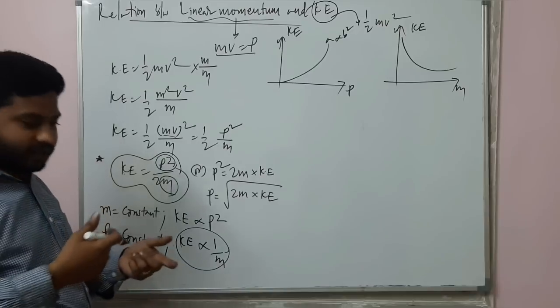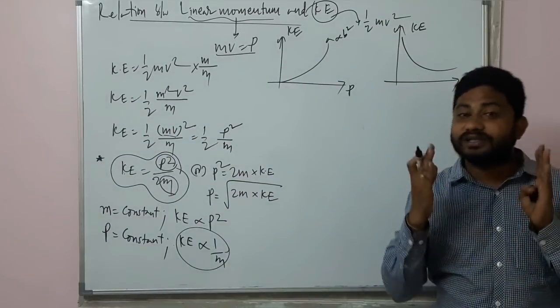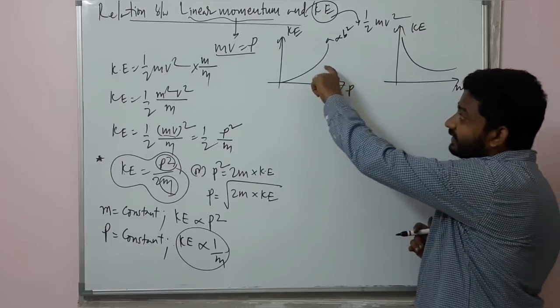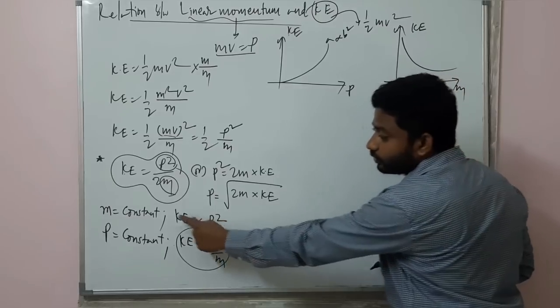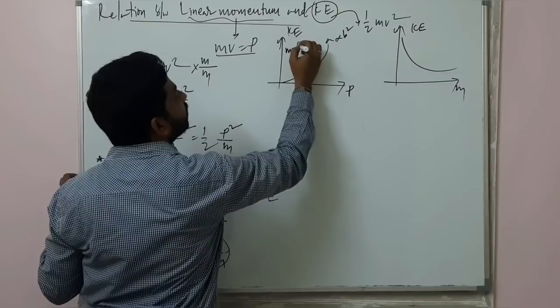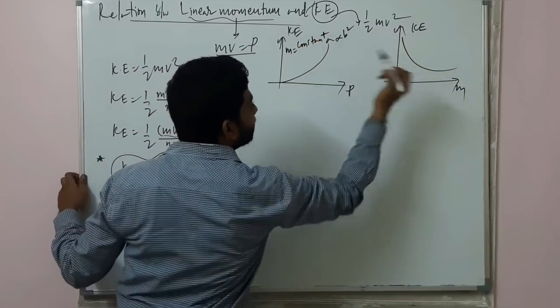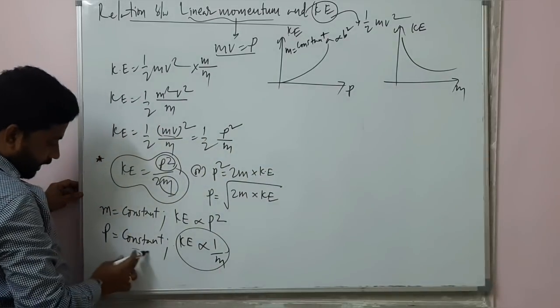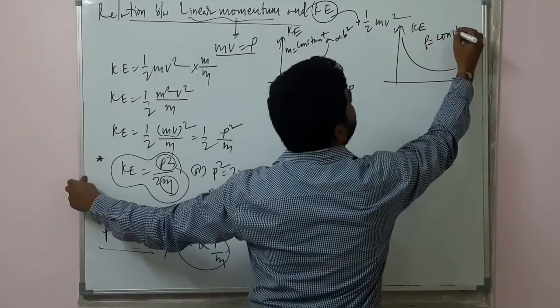And the most important point here is, which is constant? When you are drawing the graph between two physical quantities, you should take care which is constant. So in this case, kinetic energy is directly proportional to P square. What is constant here? Mass is constant. I am writing here. So here, mass is constant. When kinetic energy and the mass are inversely proportional, what is constant? Linear momentum is constant.